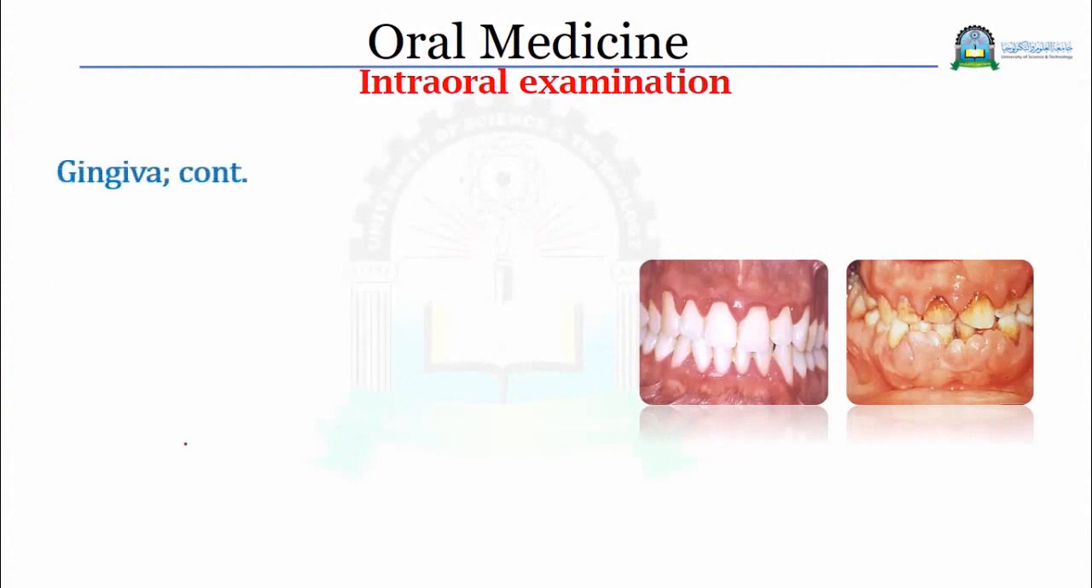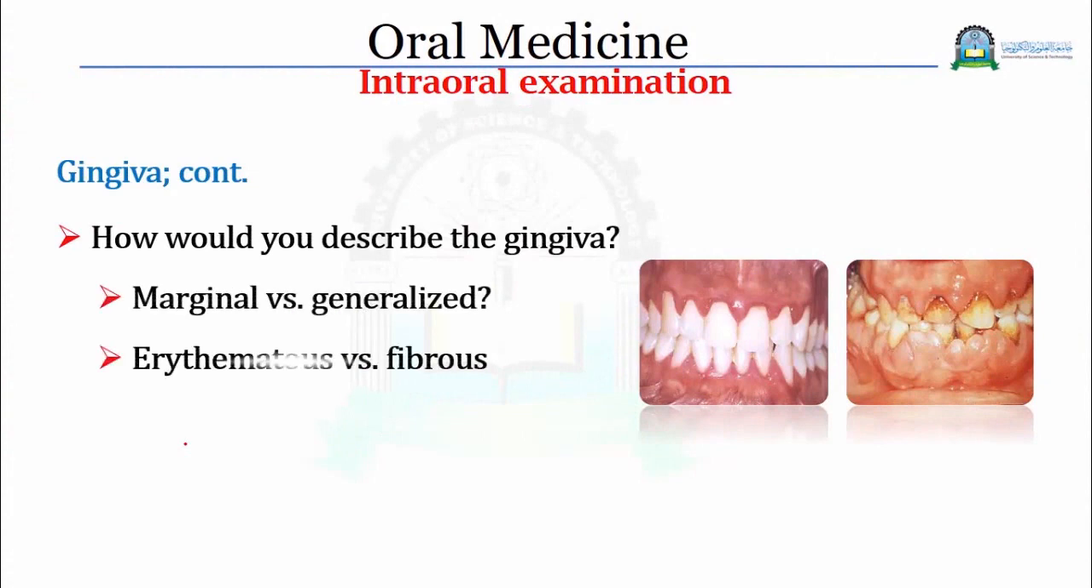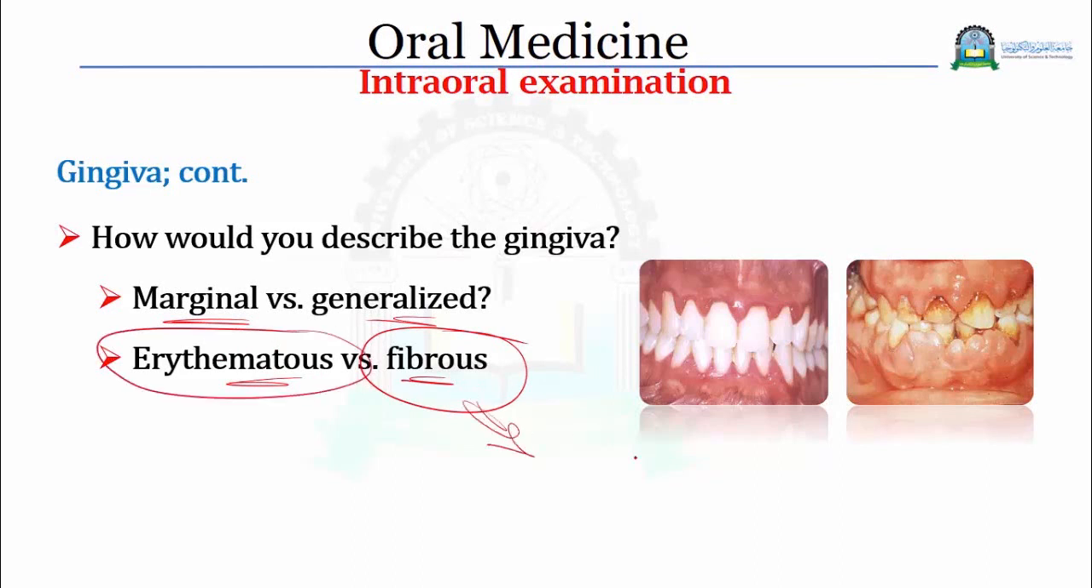As well as in the gingiva, you should examine how the gingiva is affected, whether generalized or localized marginal, erythematous or fibrous. If the lesion is fibrous, it is totally different from erythematous lesions. The erythematous appearance of the gingiva might be associated with erythema multiforme or pemphigoid or plasma cell gingivitis or other lesions.